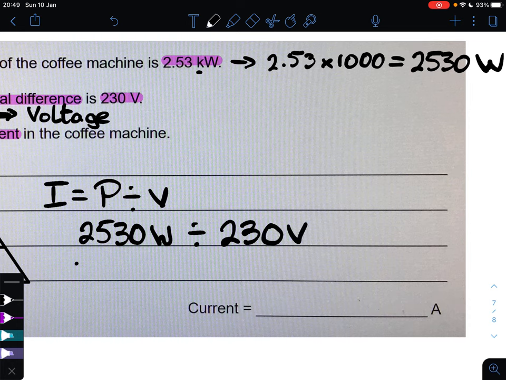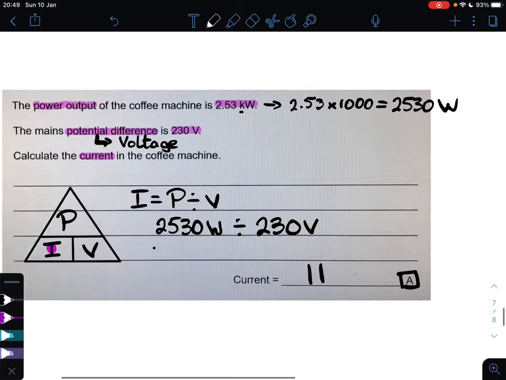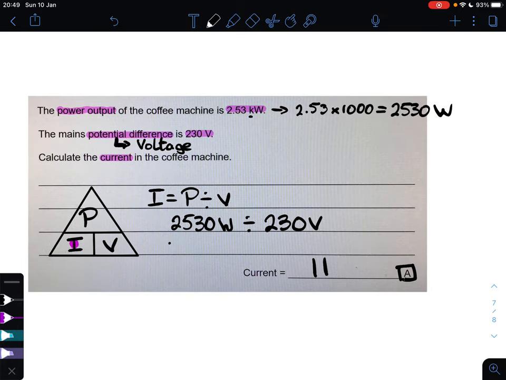Now I'm frantically looking for my phone because I'm not that clever. So I've got my calculator out, press cancel, right. So 2,530 divided by 230 gives me an answer of 11 amps. And that's how you solve that one. That one would be a good one to get. That's 3 marks, which is about 4% of the whole exam. So well worth learning these things.